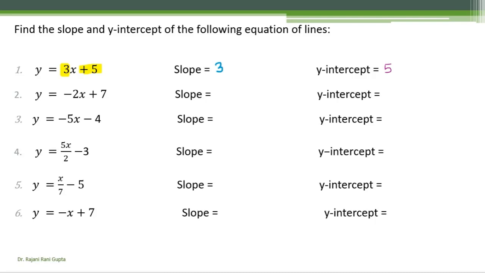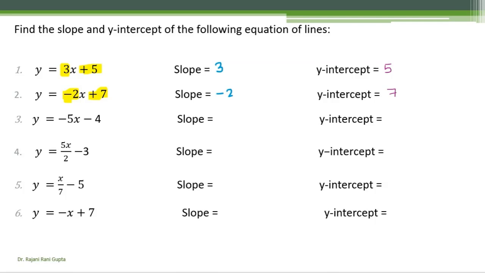Moving on to the second example. You see the coefficient of x, the number with x, is minus 2. So the slope is minus 2. And the y-intercept is again positive 7. So it is 7 because we generally don't write the sign when it is positive.